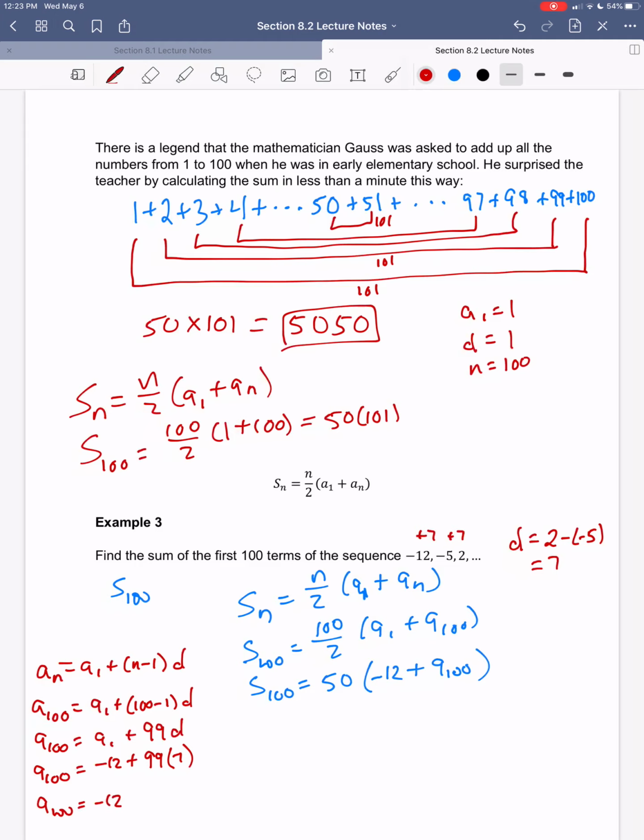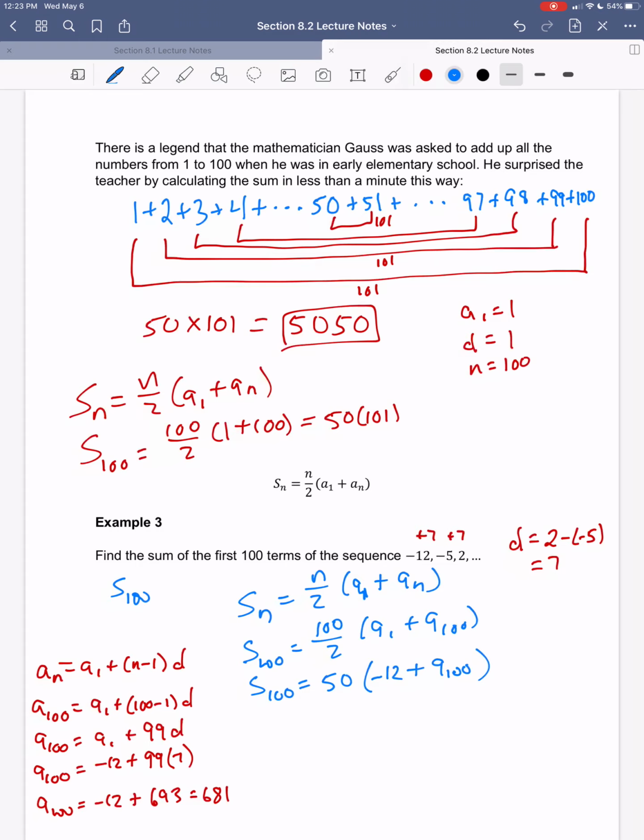So 100 times 7 would be 700. So 7 less, this must be 693. And so this must be what? 681 must be my 100th term. All right? Yeah, 693. That works.